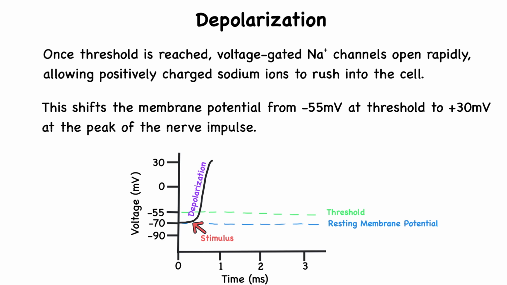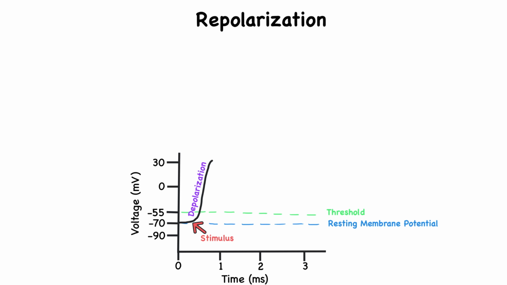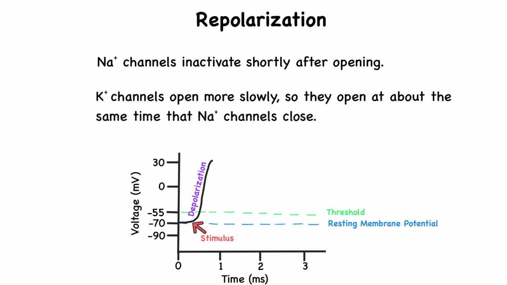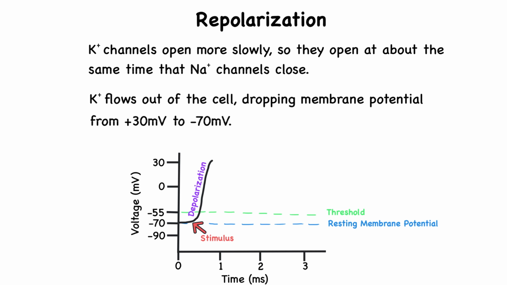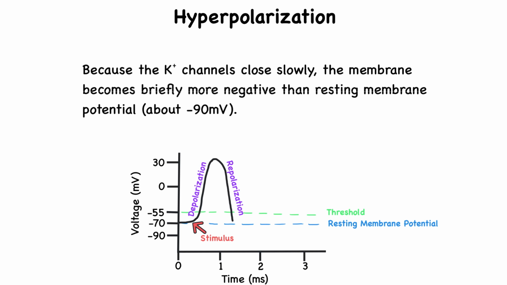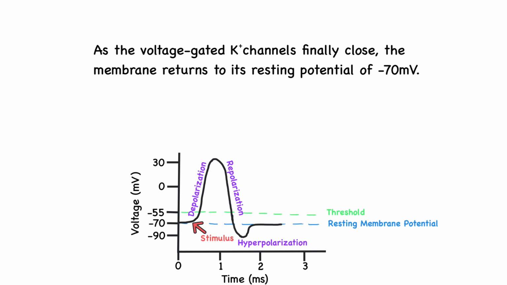This is depolarization. Shortly after opening, sodium channels inactivate. Since the voltage-gated potassium channels open more slowly, their opening happens at about the same time that the voltage-gated sodium channels are closing. Potassium ions, which are more concentrated inside of the cell, flow out, making the inside of the cell more negative again. Membrane potential drops from plus 30 millivolts to minus 70 millivolts. This is repolarization. Because the potassium channels close slowly, the membrane becomes briefly more negative than resting membrane potential, about minus 90 millivolts. This is hyperpolarization. As the voltage-gated potassium channels finally close, the membrane returns to its resting membrane potential of minus 70 millivolts.